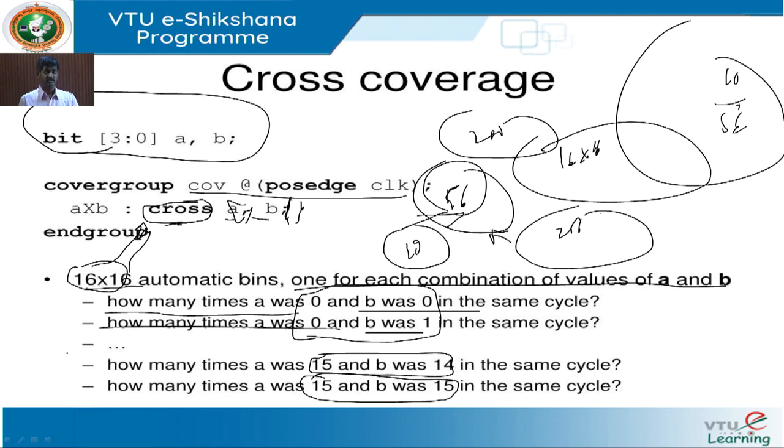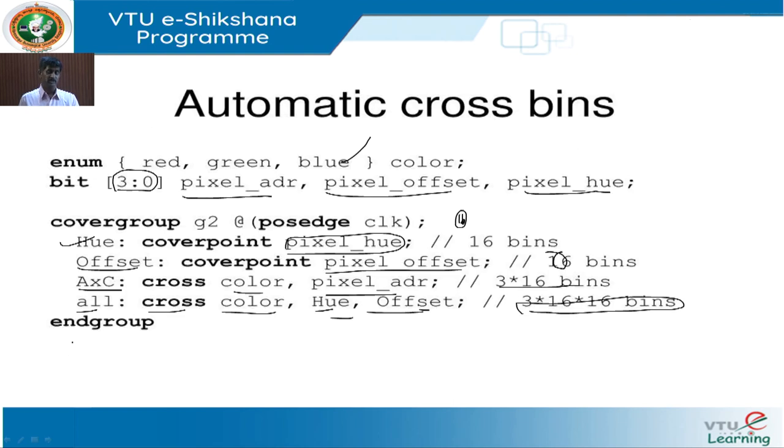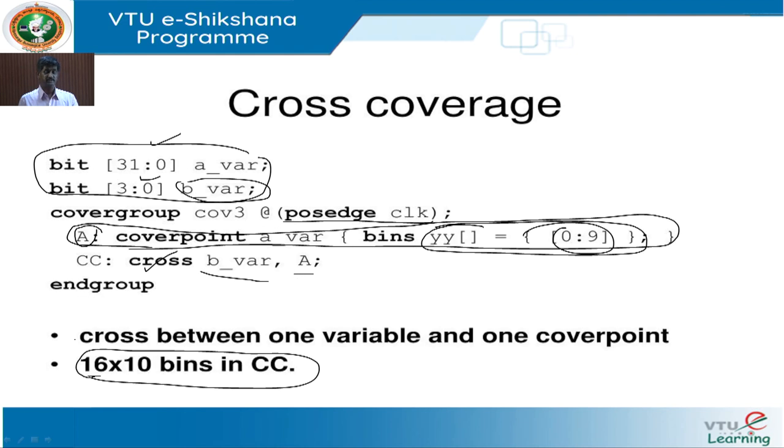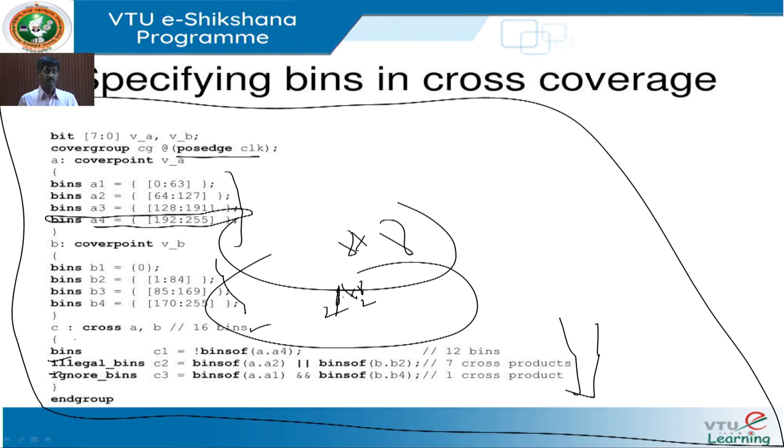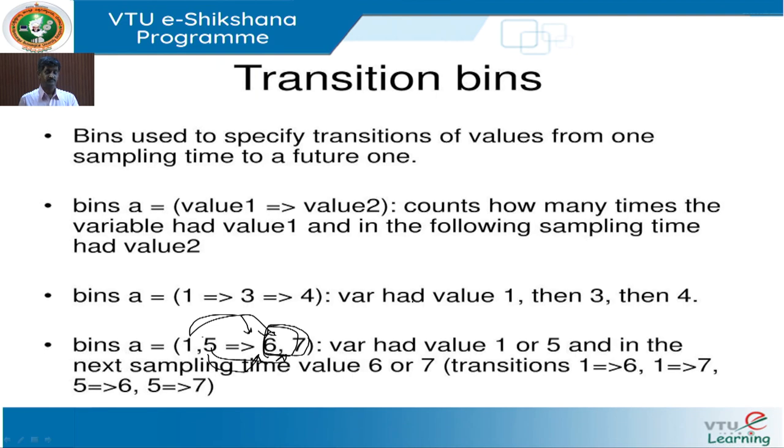Then the cross coverages, how many times we can go for multiple values. Automatic cross bins, with a simple pixel example I considered with an RGB color format. Cross coverages with different values under a bin and on a cross point with a variable will be considered. Specifying the bins in a cross coverage, different bins, two cross points and two bin values, two cover point values and bins. So different bin appearances for those values.